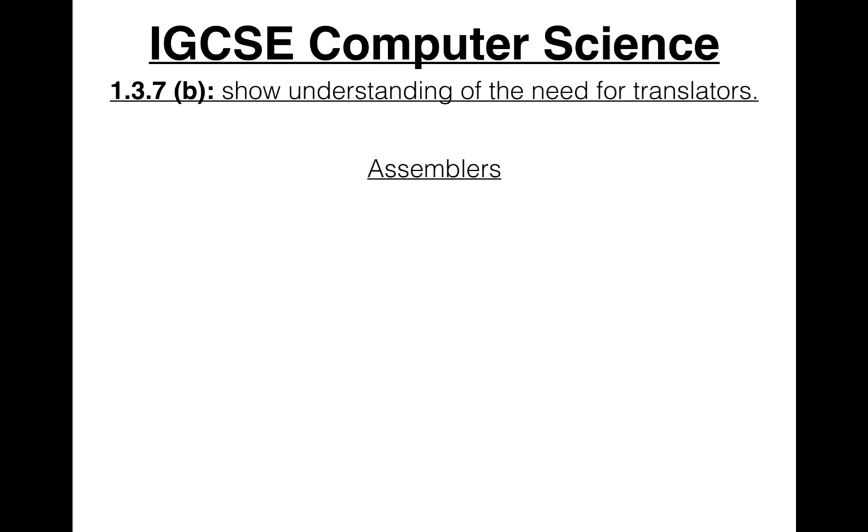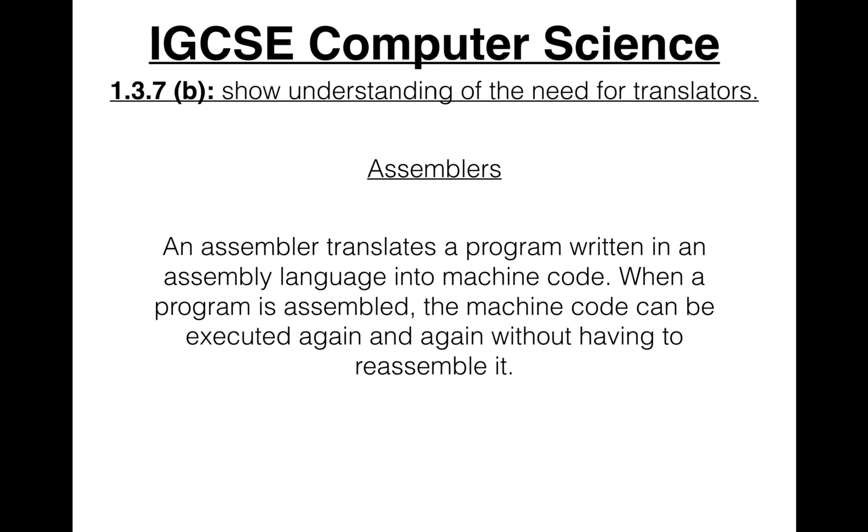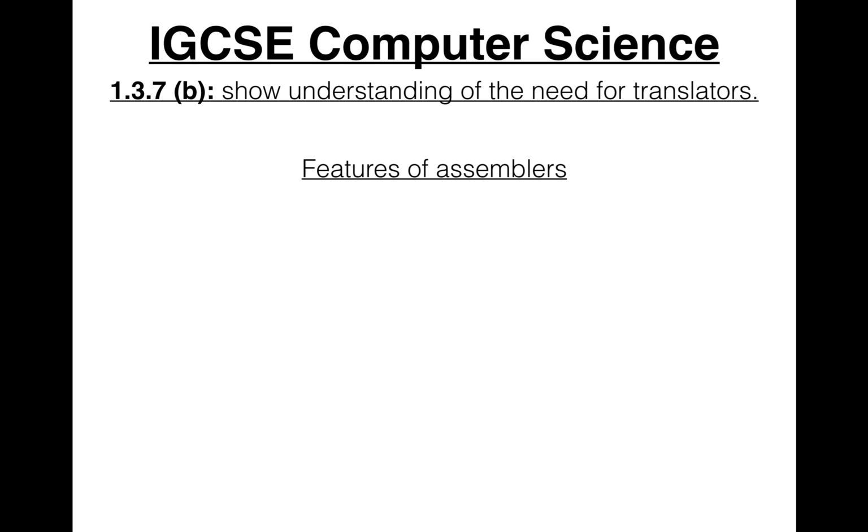Assembler is the last one. So an assembler translates a program written in an assembly language into machine code. When a program is assembled, the machine code can be executed again and again without having to reassemble it. So it's kind of like a compiler, but with a low-level language.